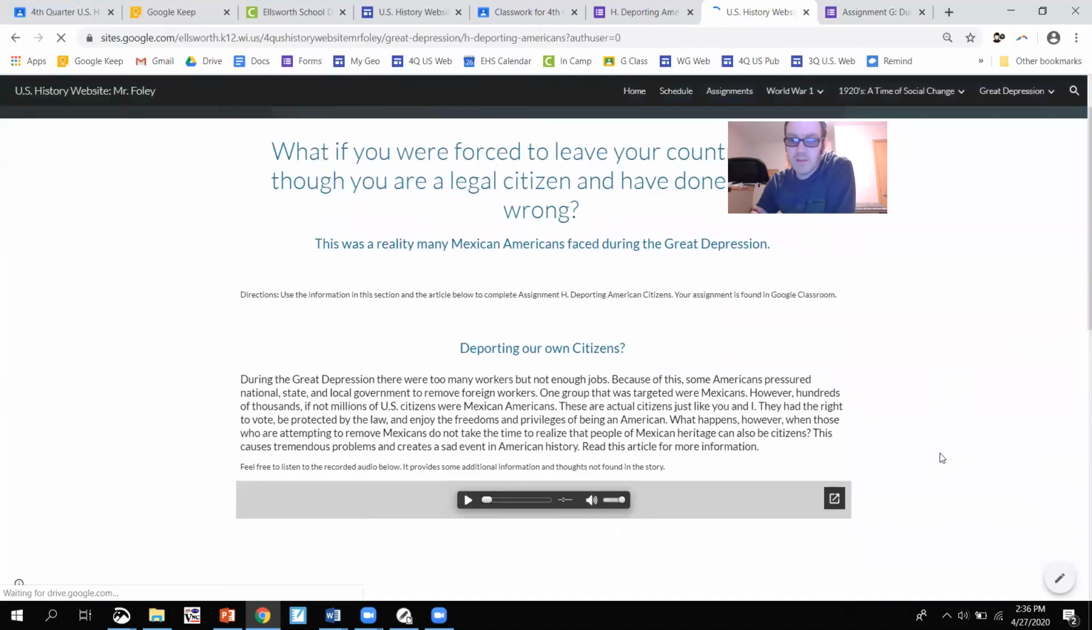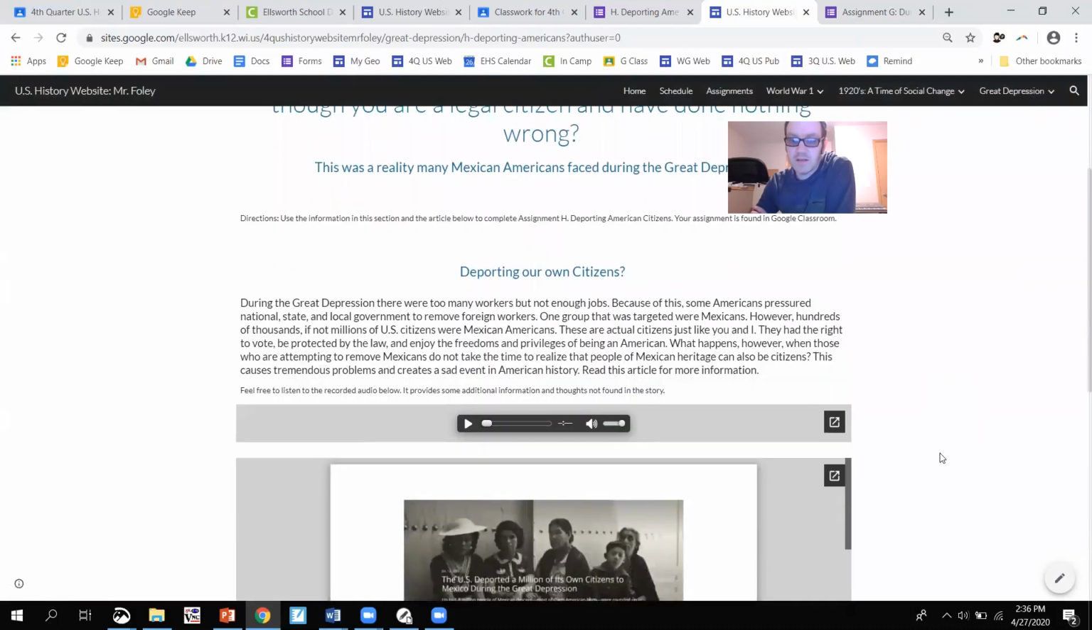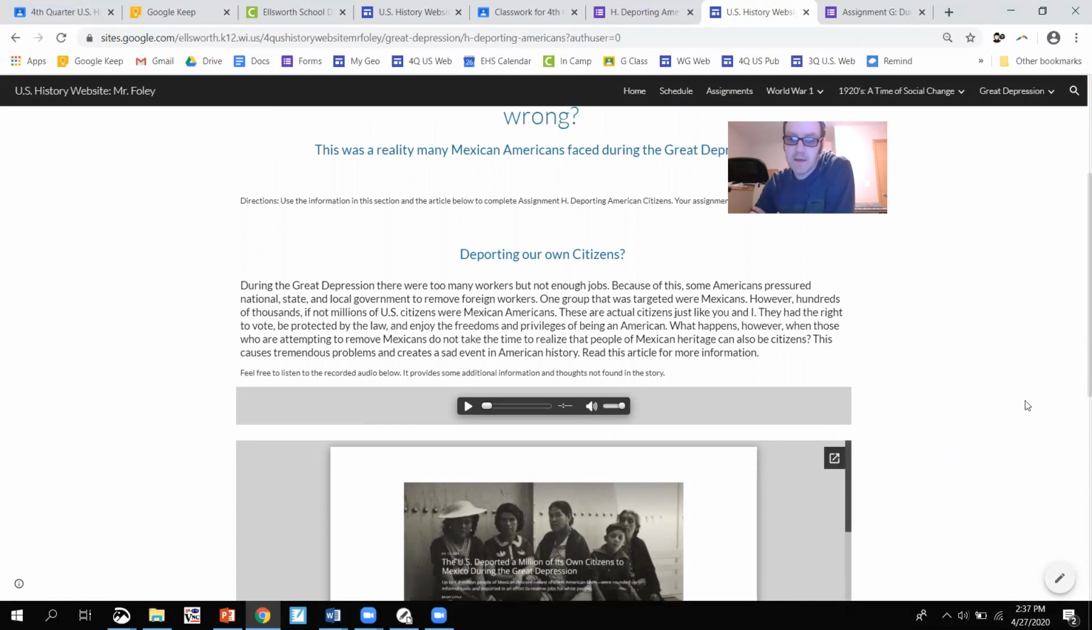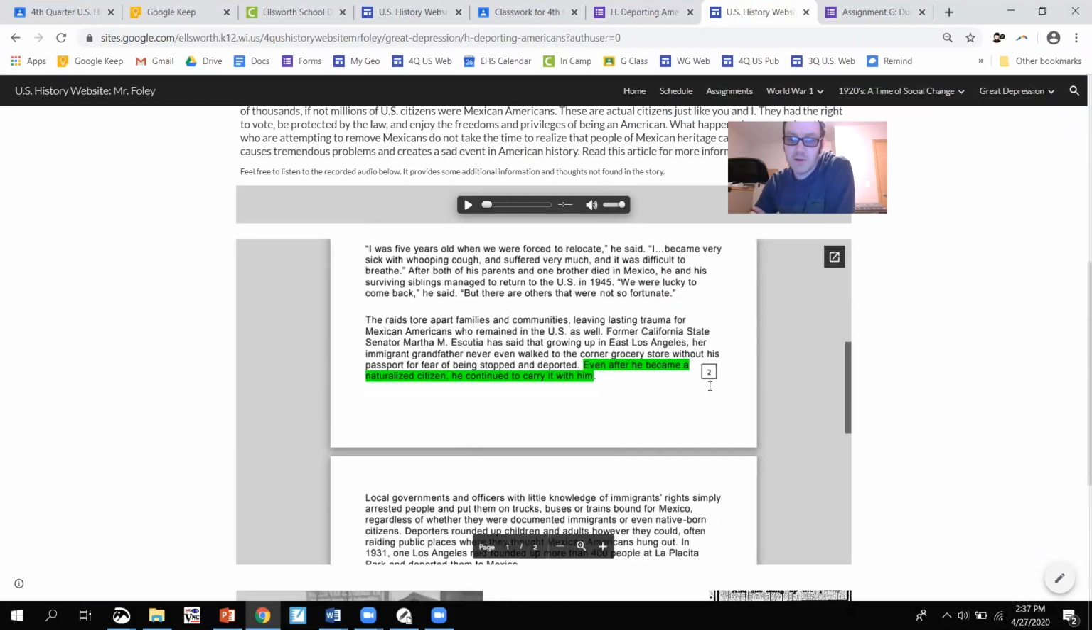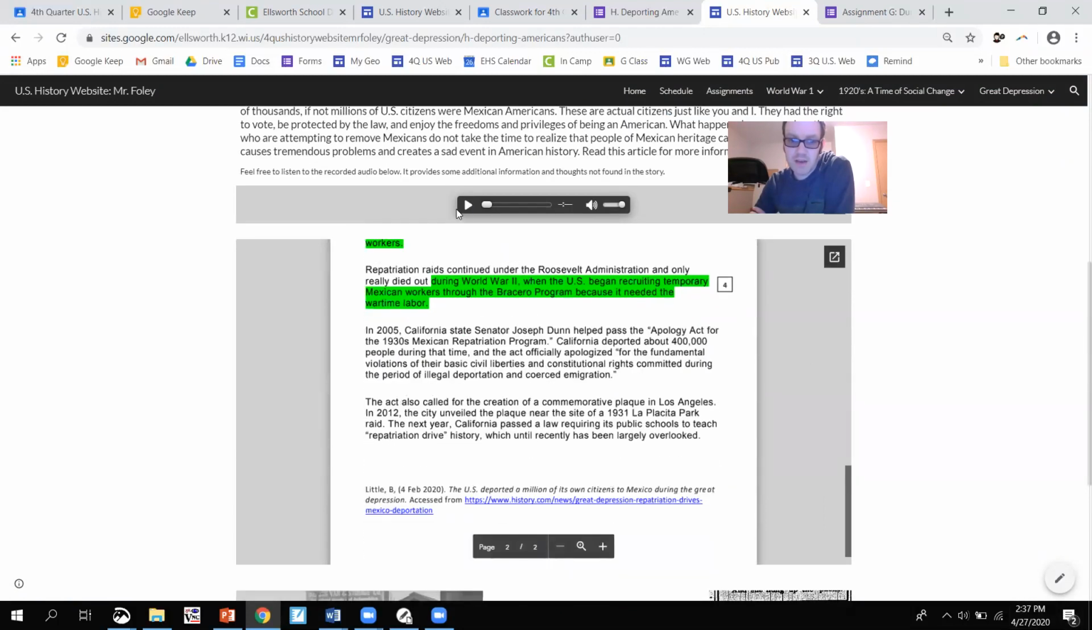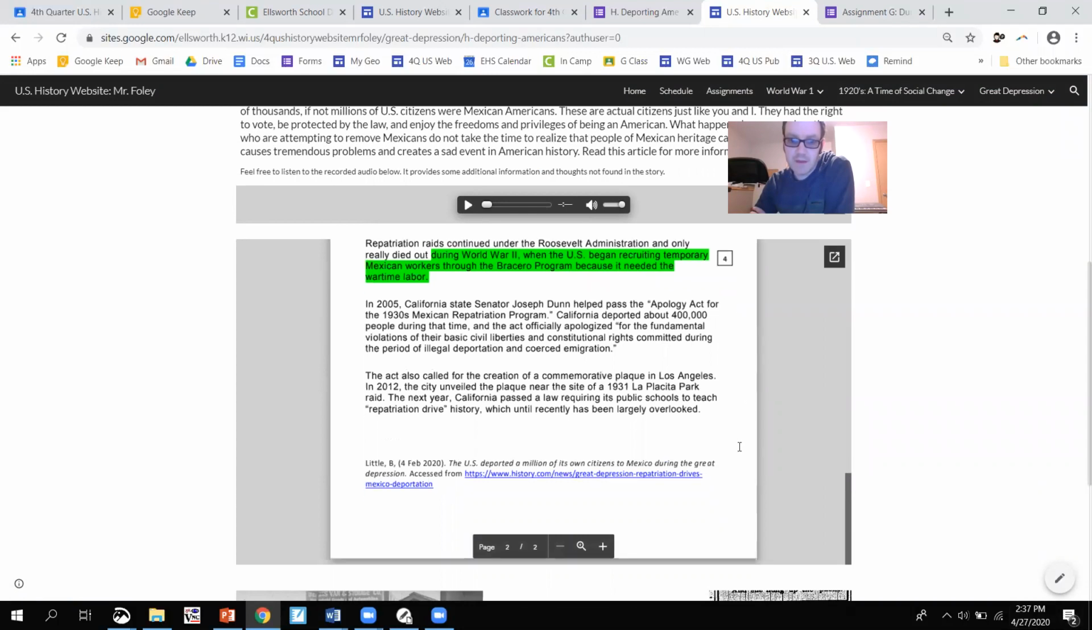So one of the crazy things that happened during the Great Depression is that Mexican Americans who were here legally as U.S. citizens were kicked out of the country and sent to Mexico. So imagine being an American citizen and being sent to a foreign country, even though you're here legally, you were born in this country possibly. That's what we see happening. And so this article kind of tells about their situation, what happened. There's audio up here if you want to listen to that.